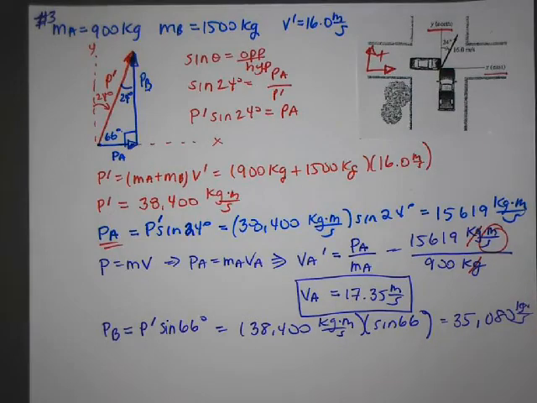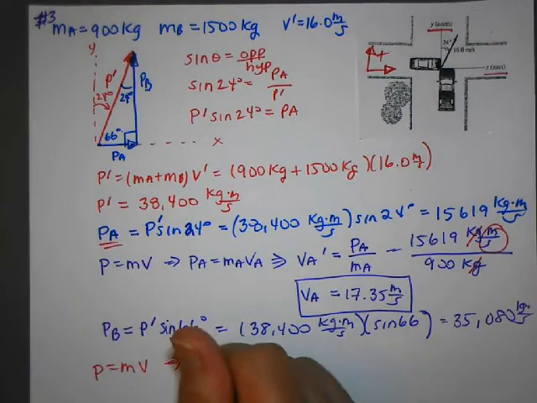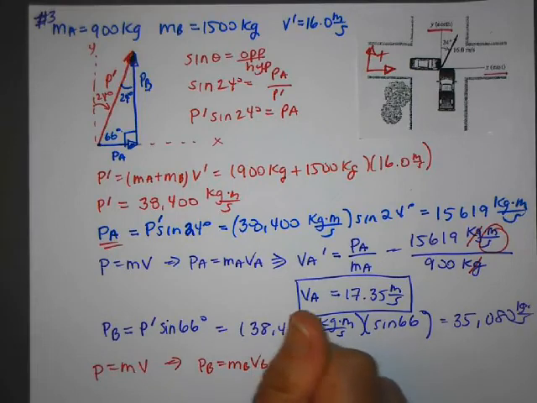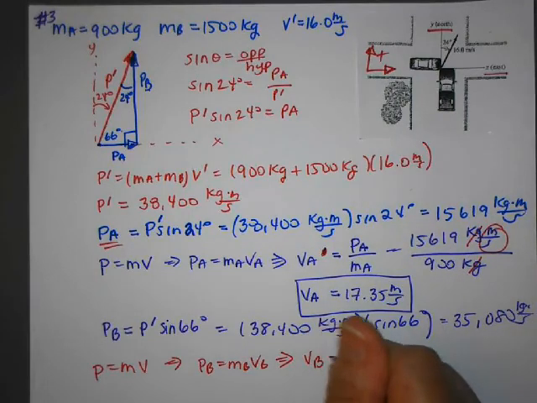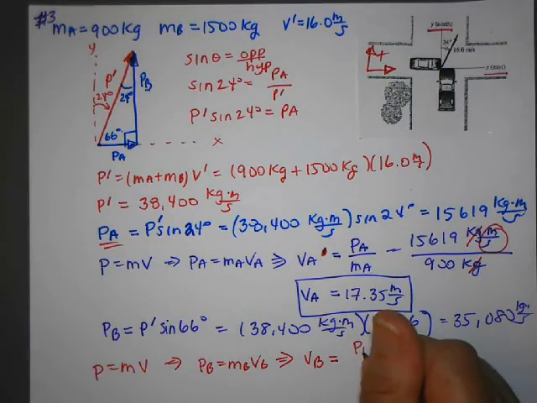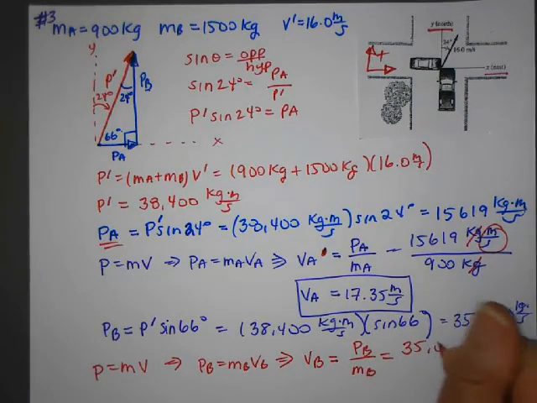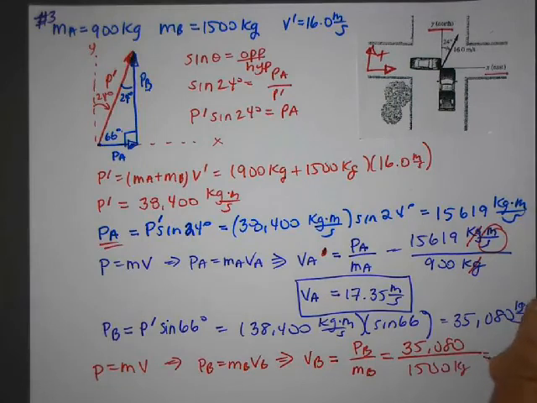And then again, I use my definition of momentum. P is equal to mv. So PB is equal to MB times VB. And rearrange that, and there's no prime here. So I end up with VB is equal to PB over MB. So 35,080 divided by 1,500, and that comes out to be 23.4.